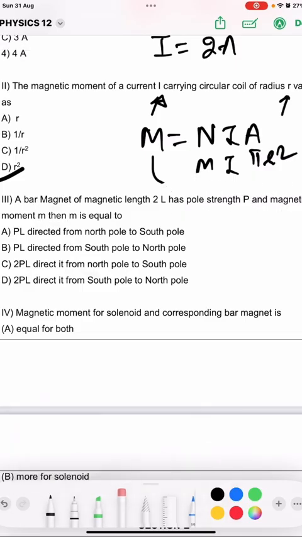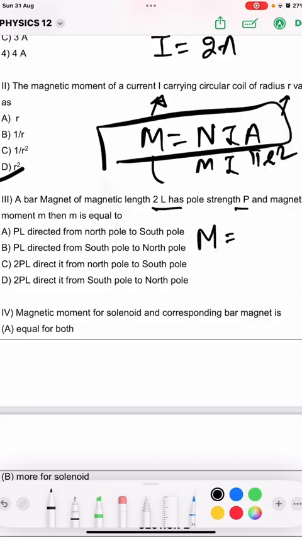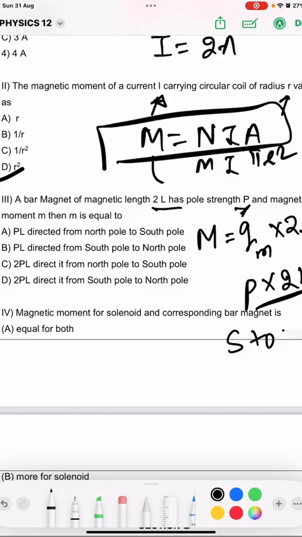Question number next. A bar magnet of length 2L and pole strength this. So what is the magnetic moment of a bar magnet? For a circular coil it is NIA, number of turns into current into area. And for a bar magnet it is Qm, that is pole strength into length of magnetic axis. So here pole strength is given as P and length is given as 2L. So it is P into 2L and directed from south to north. So you can see which is the correct answer: 2PL south to north. D.